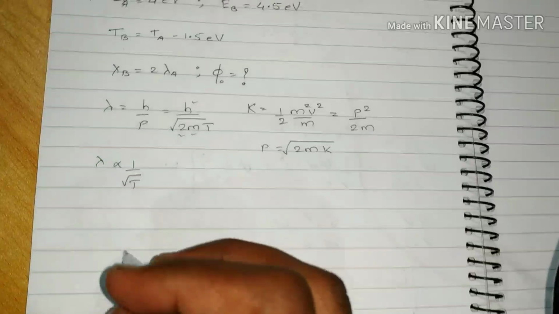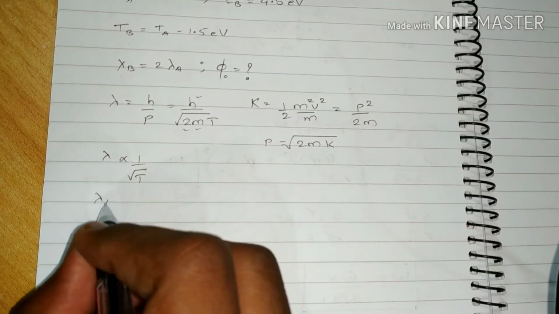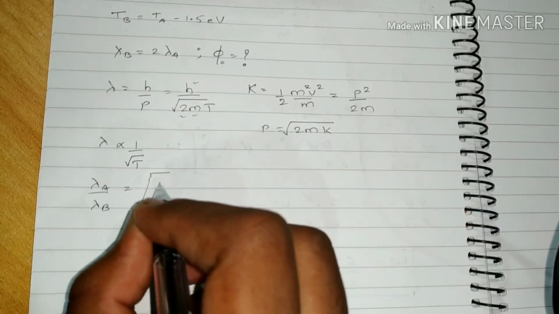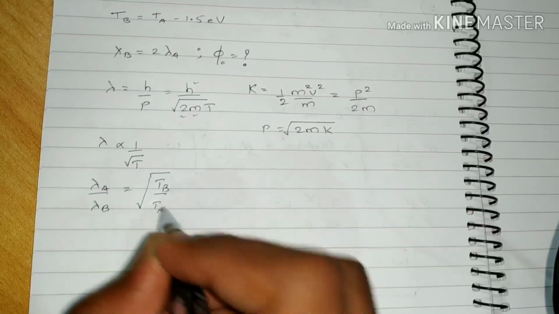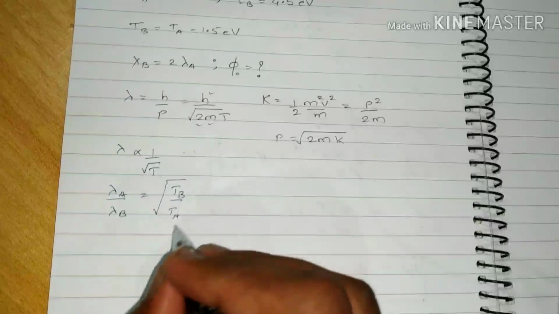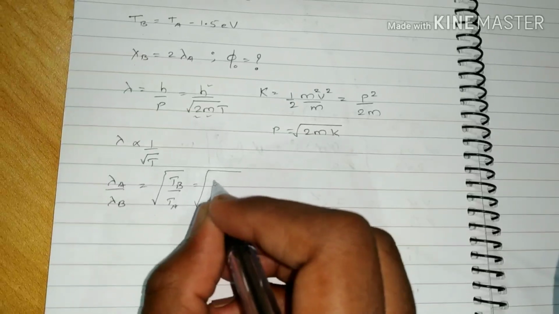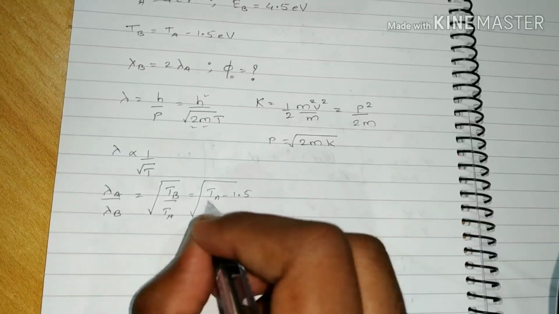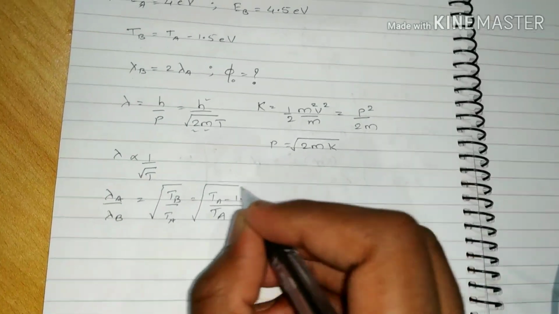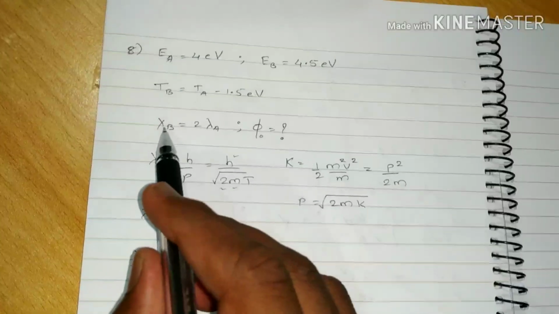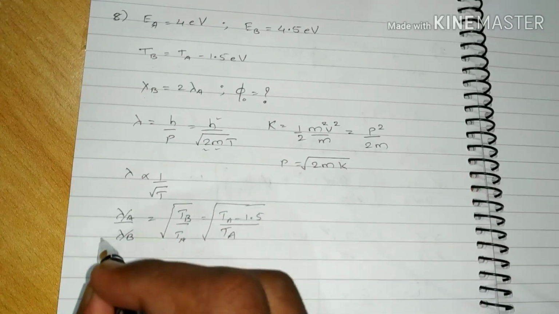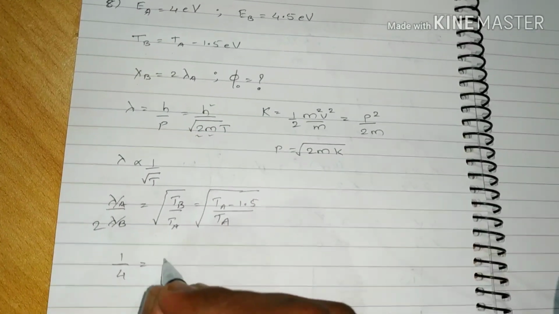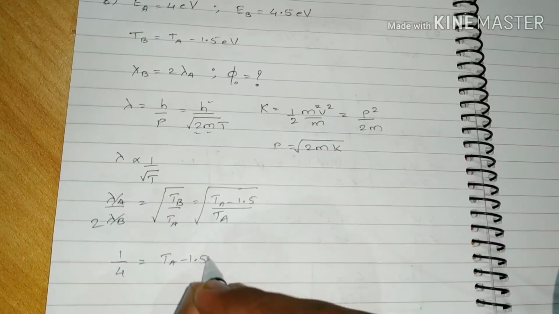Okay. Now, from here I can conclude that lambda A upon lambda B will be equal to root of TB upon TA. Since we are aware of the expression of TB, I will write this as square root of TA minus 1.5, everything in electron volt, upon TA. Since lambda B is 2 times lambda A, I will cancel these terms and write a 2 over here. I will take the square on that side. It becomes 1 by 4 is equal to TA minus 1.5 upon TA.